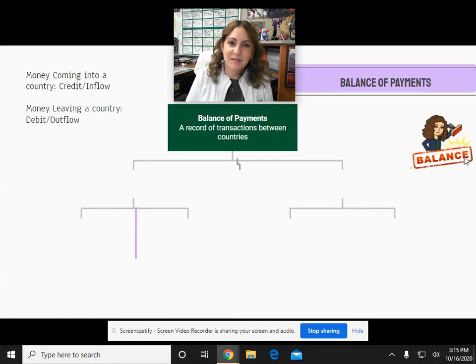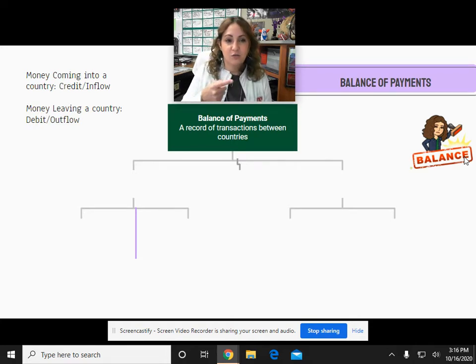Hey guys, today we're going to be talking about the balance of payments. So think of this as a spreadsheet, a way we record our financial transactions with other countries. Just like a record book of where money is leaving and money is coming in, and there are words for these terms.